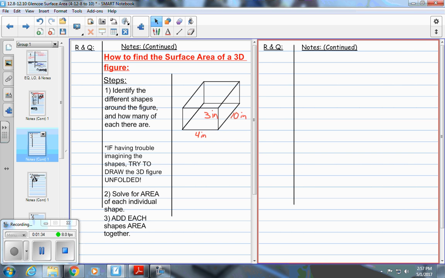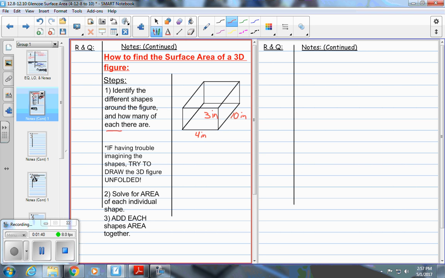Step one is identify the shapes around the figure and how many of them there are for each. What this is really asking for is, what are the faces of the 3D figure? How many faces are on this shape? Yes, you're right. There are 6 faces here, so we have to have an area for 6 different sides.